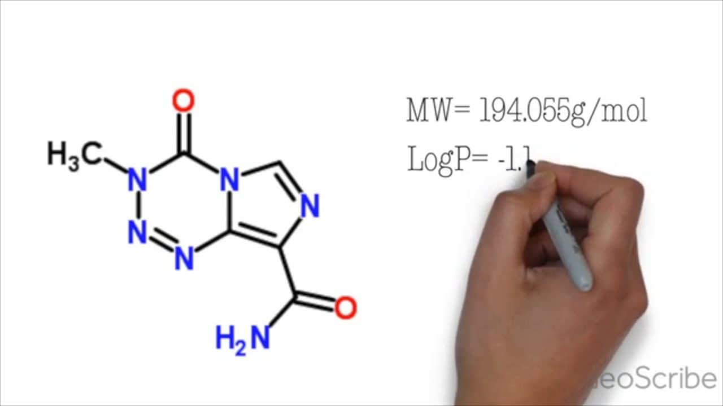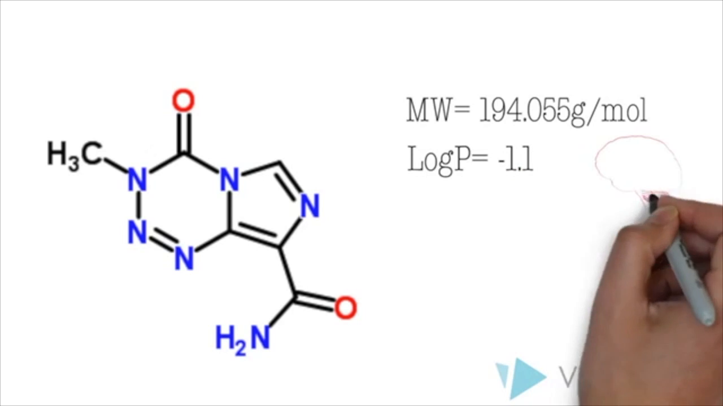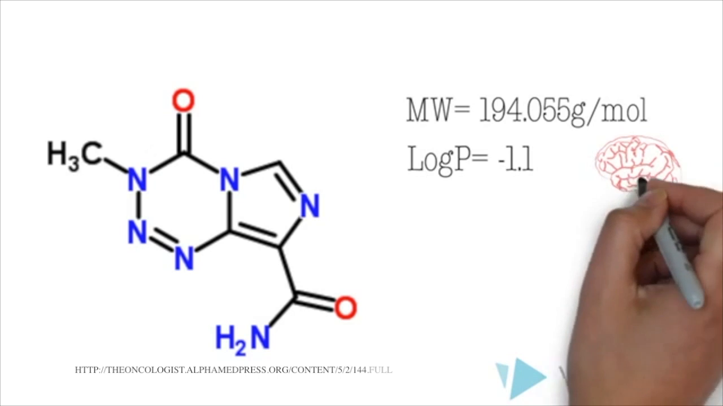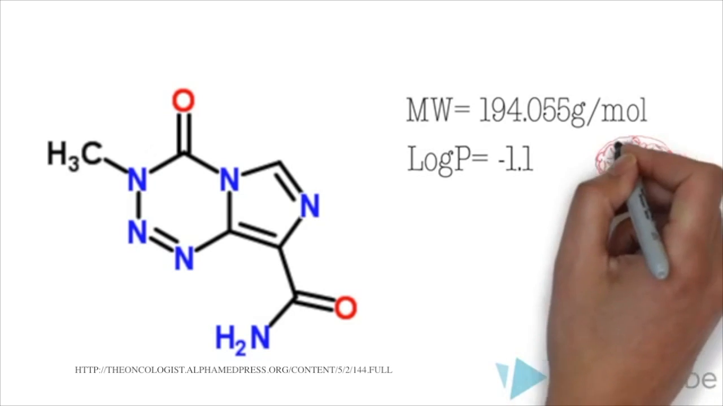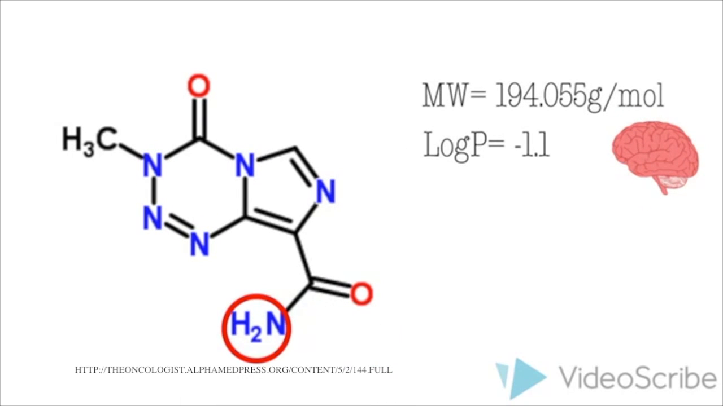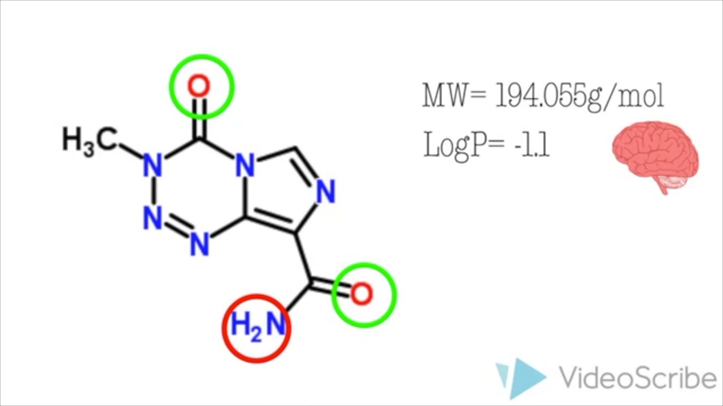Its small molecule size means it is readily absorbed into the digestive tract. Furthermore, its lipophilic properties means it is able to pass through the blood-brain barrier. Temozolomide contains 1 hydrogen bond donor group and 5 hydrogen bond acceptor groups, meaning it is orally available. It usually comes in capsule form.